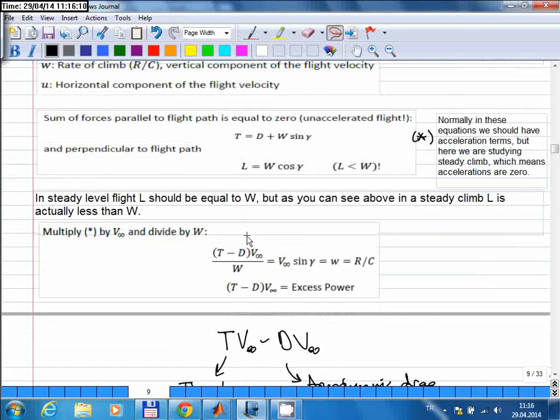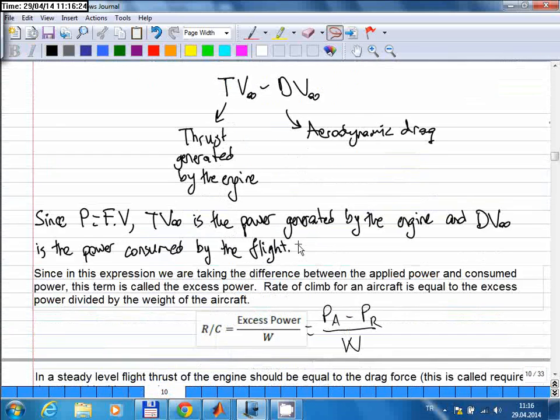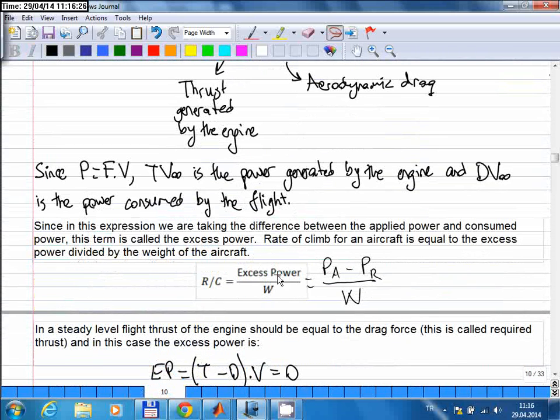So the original thrust was equal to drag force, or available power was equal to the required power, and the excess power was 0. But as soon as the pilot increased the available power, then a certain excess power is generated, and that excess power divided by the weight of the aircraft gives you the rate of climb. Okay?